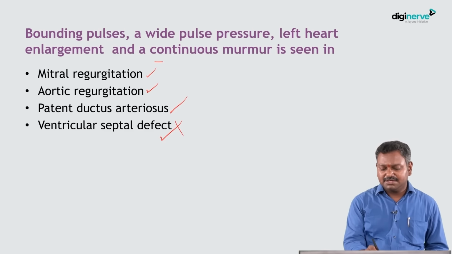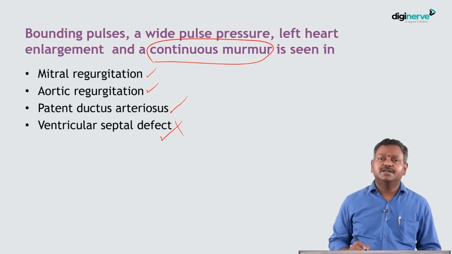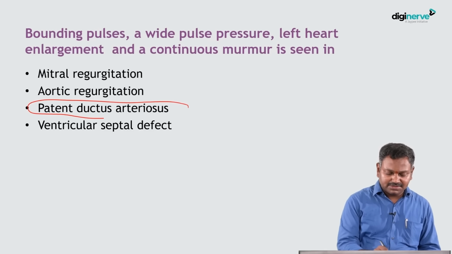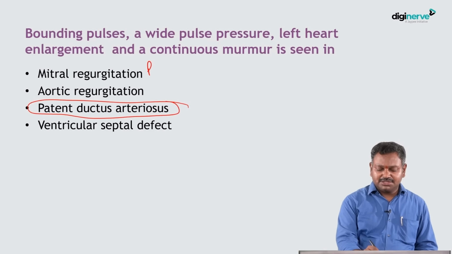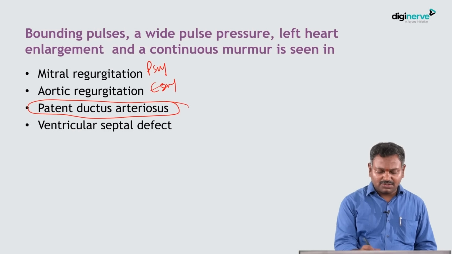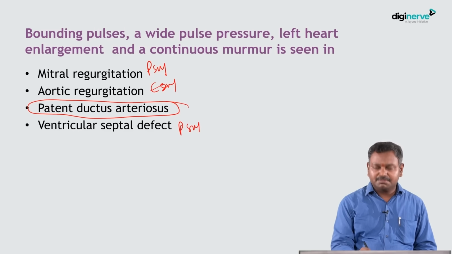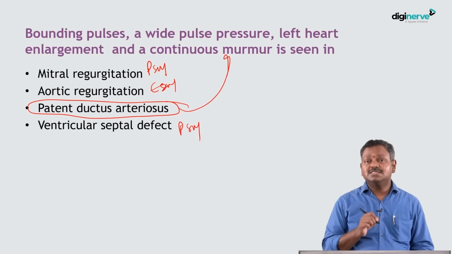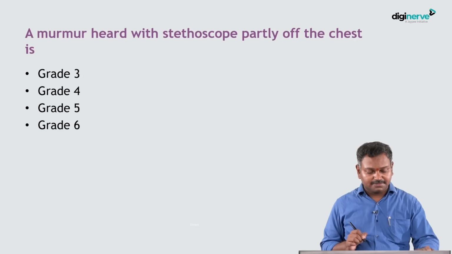You have to look at the murmur. They have written a continuous murmur, very pathognomonic of patent ductus arteriosus. Mitral regurgitation produces pansystolic, aortic regurgitation produces early diastolic, ventricular septal defect produces pansystolic. The continuous murmur is what is giving you the clue that this is patent ductus arteriosus.